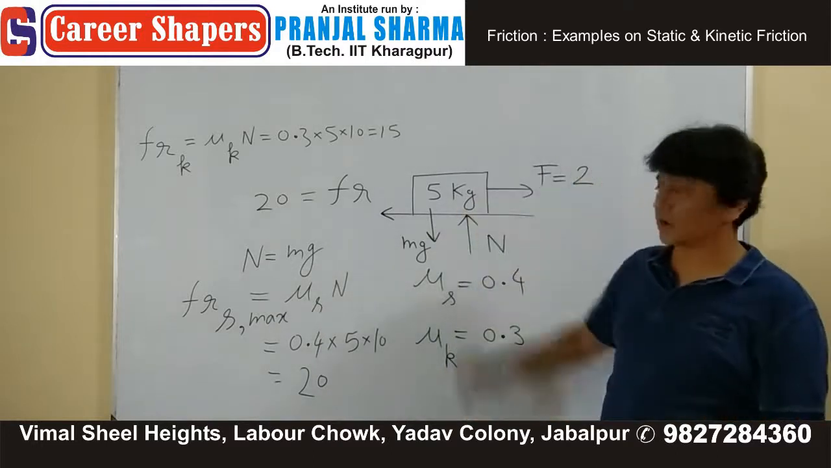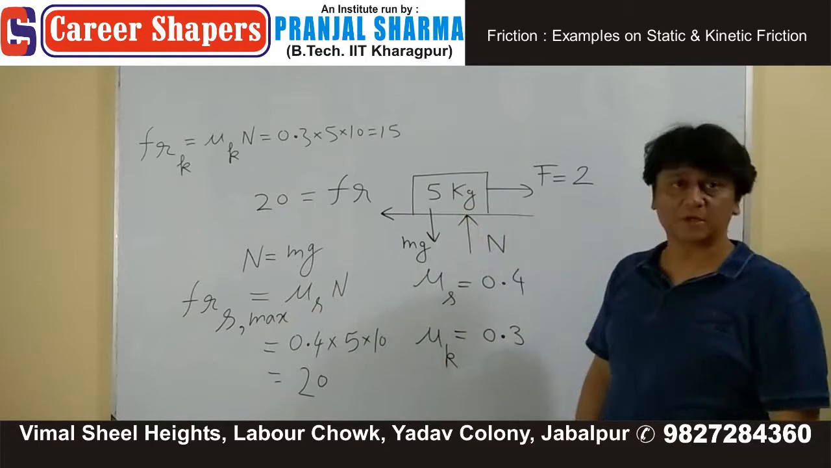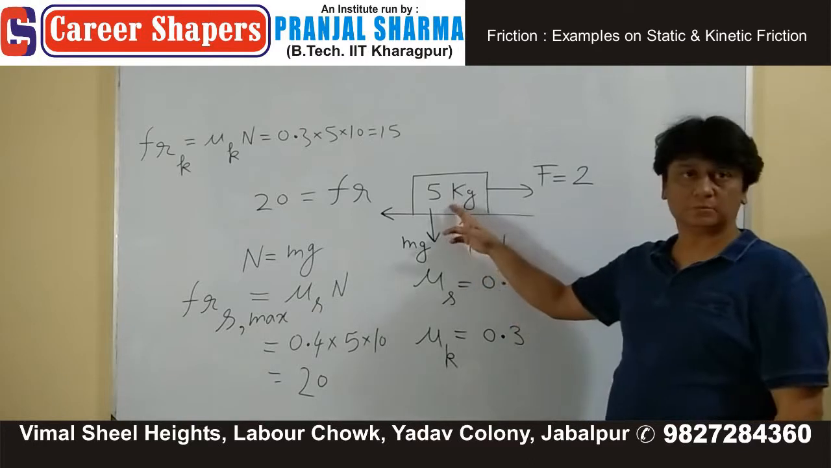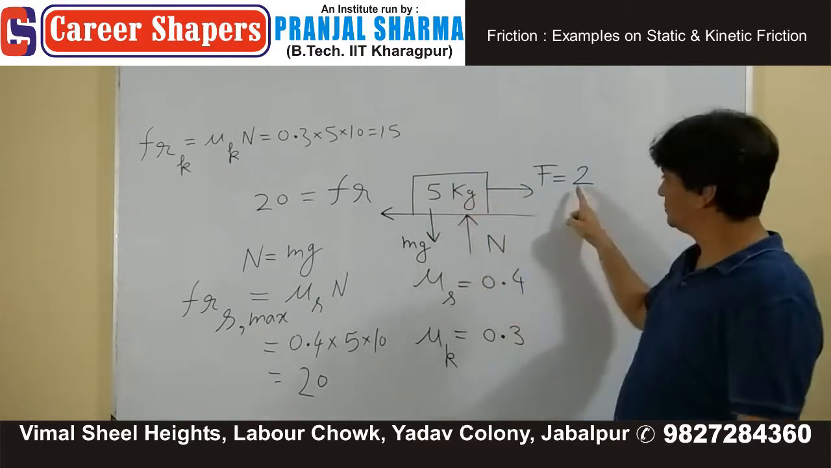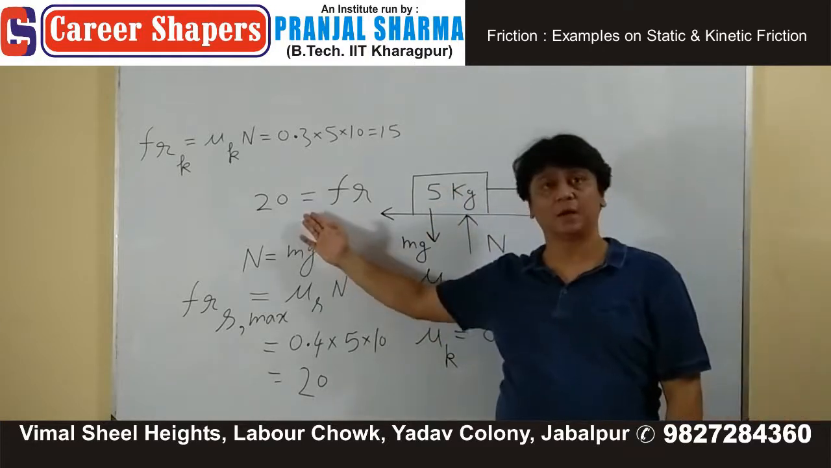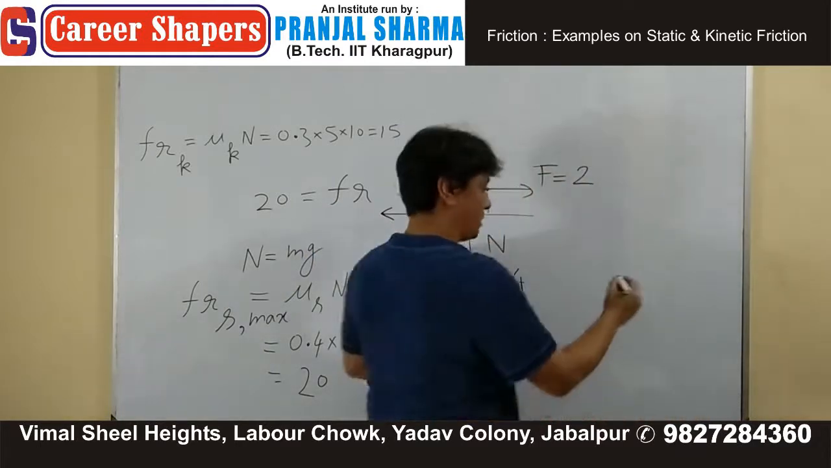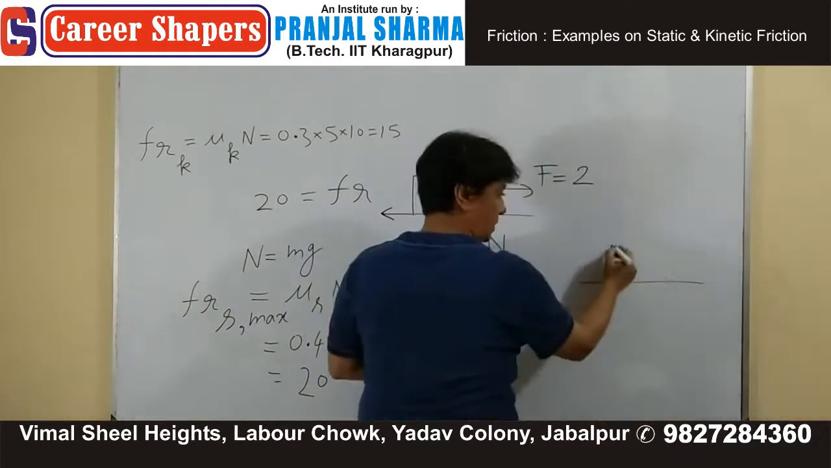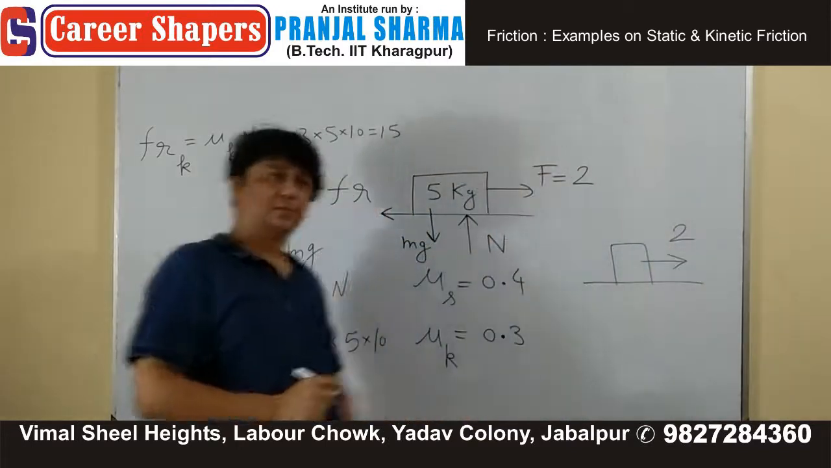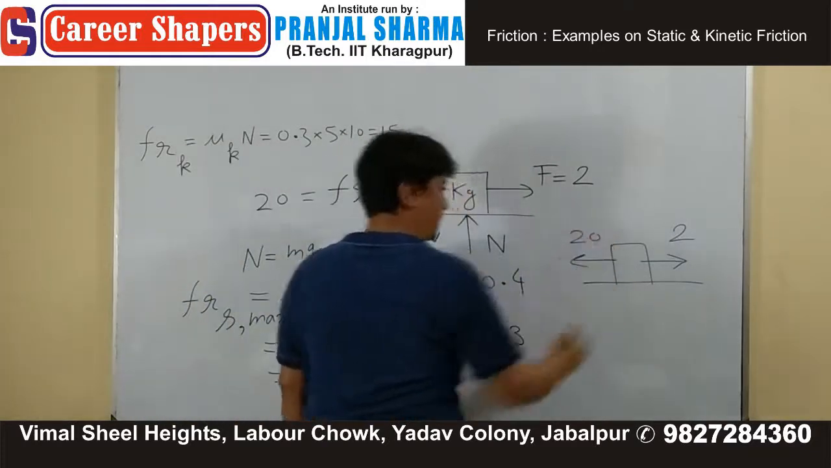But now look at this figure. You will yourself feel that something is going wrong. What is going wrong here? This body is being resisted more than the force pulling it. If you have a body and this body is being pulled in this direction with a force of 2. At the same time, you have a force in this direction which is of 20.